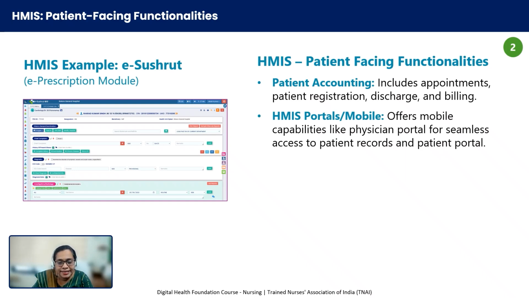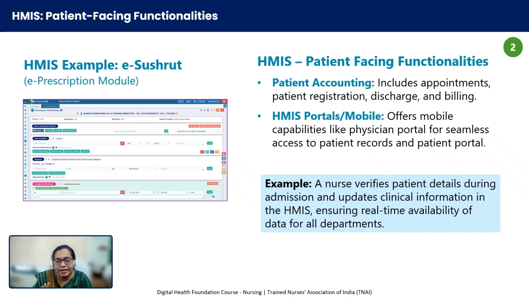To give a better example of this, whenever a nurse admits a patient, she verifies the patient details and enters clinical information directly into the HMIS. Once this information is directly recorded into the HMIS, it ensures that accurate, up-to-date data is available to all the relevant departments. And once the data is available to all the relevant departments, it reduces the time of care as well as errors. These patient-centric functions make hospital visits smoother and empower patients with easy access to their health information, leaving our hospitals with that satisfaction.